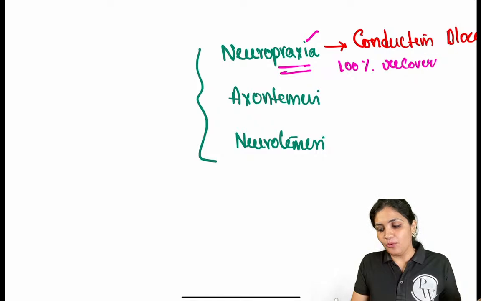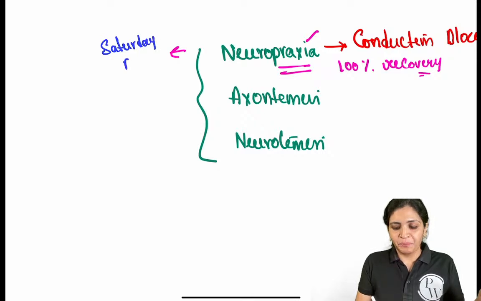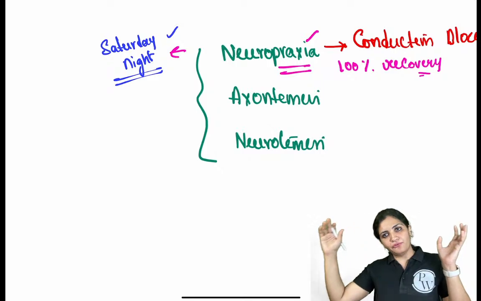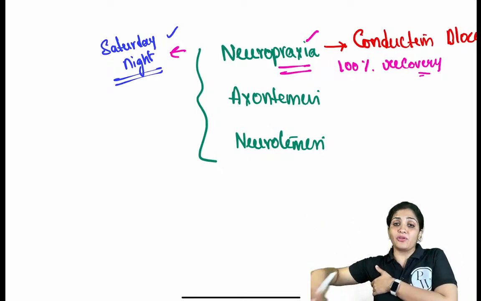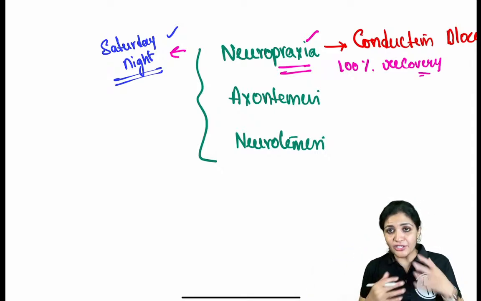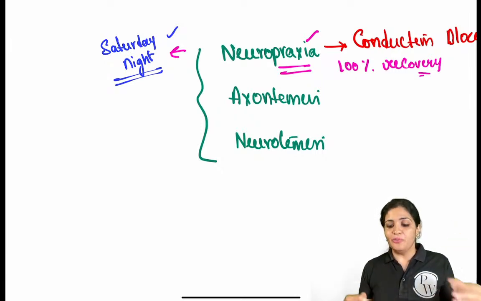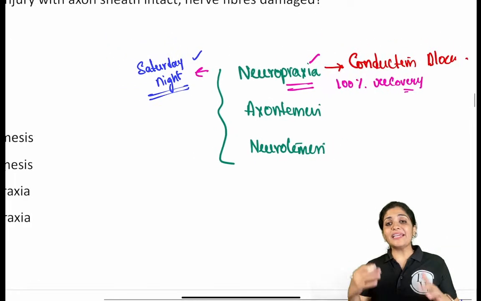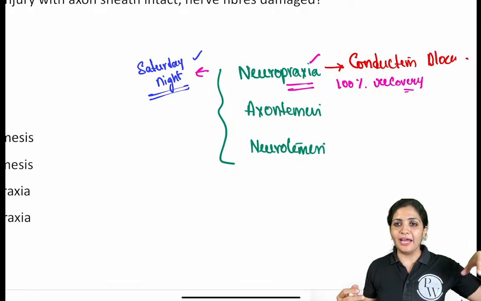So because there is no physical damage, there is no damage to any layers, there is 100% recovery whenever there is a neuropraxia. What is a classical example of this? The classical example of this is your Saturday night palsy, where you booze all night and then you fall asleep in a particular position, like this, and now because of this, the hand is getting compressed in the axilla, damaging the radial nerve, just causing the conduction flow block, which is resulting in neuropraxia. Then the next day, the patient develops a wrist drop because of the radial nerve palsy.